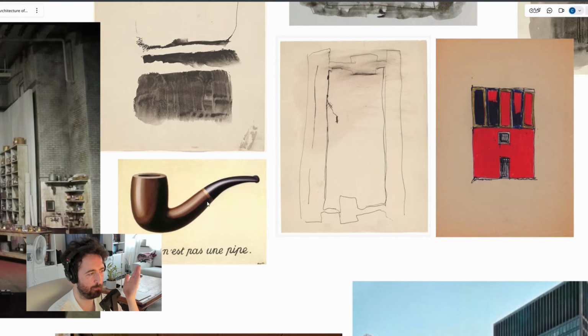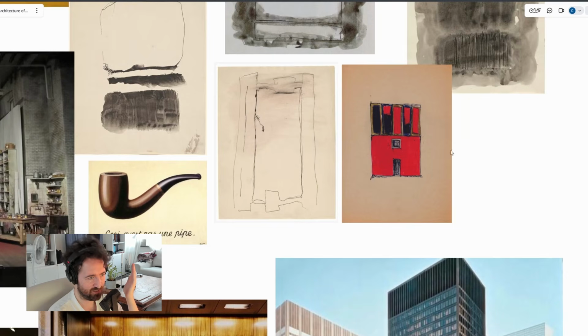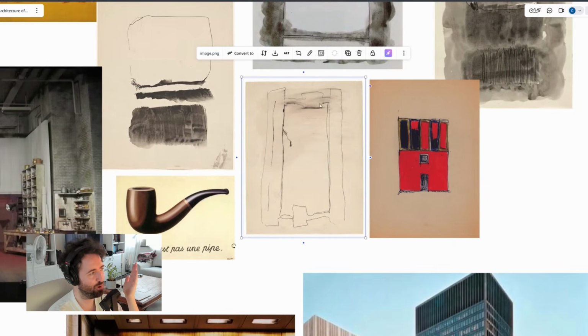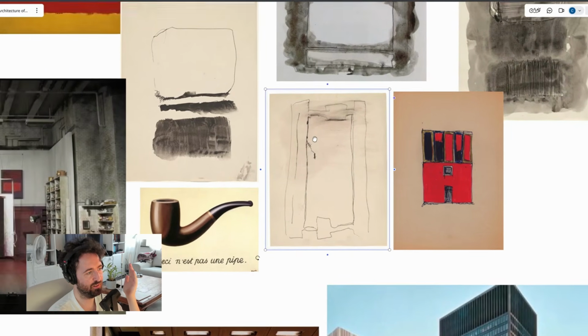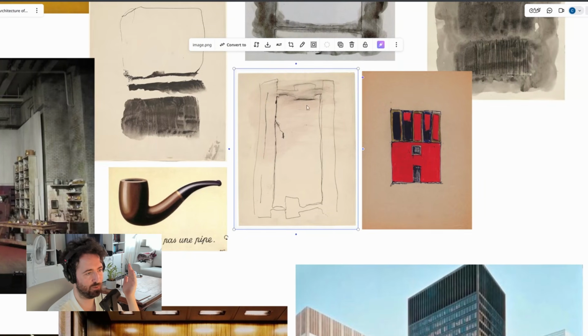It's a painting or a representation of a pipe. In the same way that this is not a building or a piece of architecture. It's the representation of a piece of architecture. This is not a painting. It's the sketch of a painting. And in many ways, I find it really interesting that this is for a painting, this is for a building, but this resembles a painting much more than this resembles a painting. That's just my reading of it.